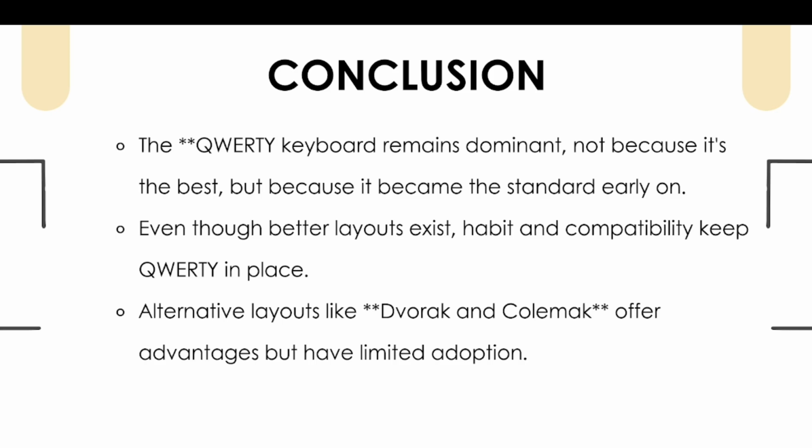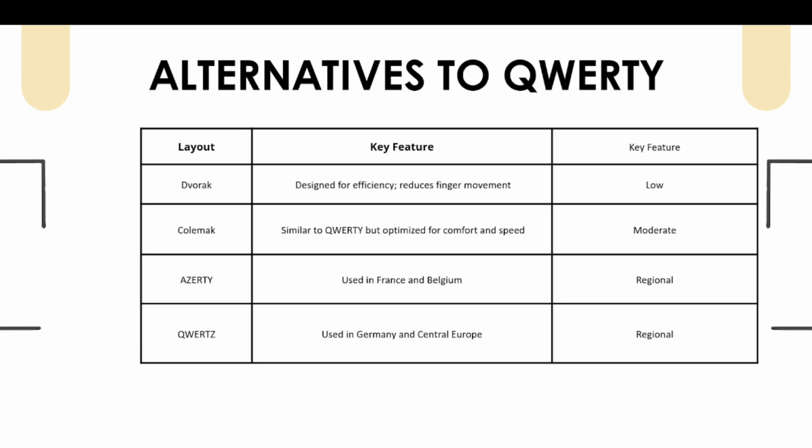Conclusion. Dvorak was created in the 1930s to improve typing efficiency, and it reduced the finger movement by 60%, but still its adoption remains low. The Colemak layout was introduced in the 2000s. It kept most of QWERTY, but it optimizes the key placement. Then AZERTY and QWERTZ are used in specific European countries instead of QWERTY.